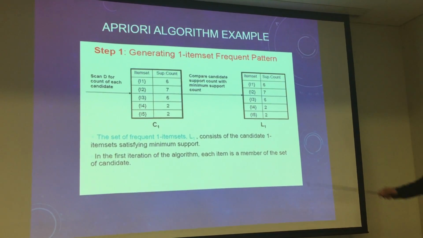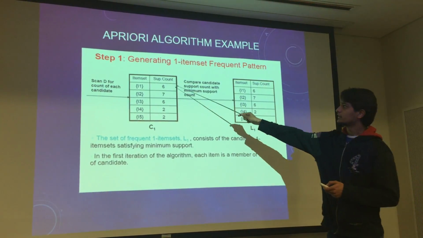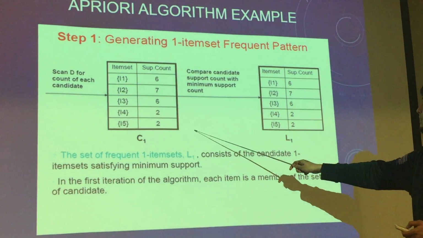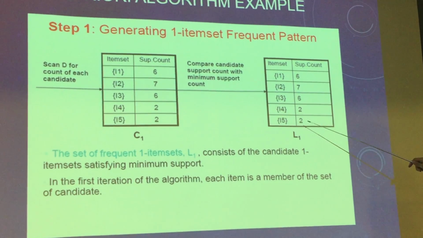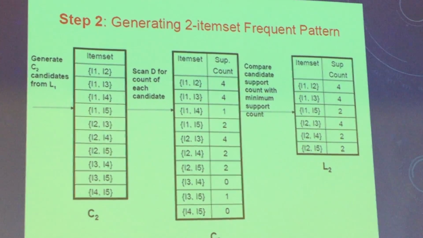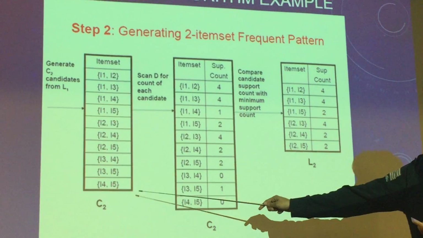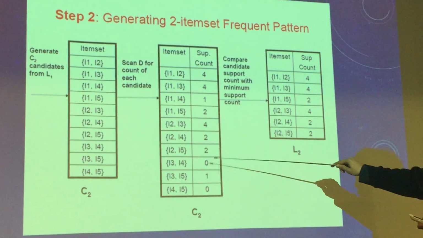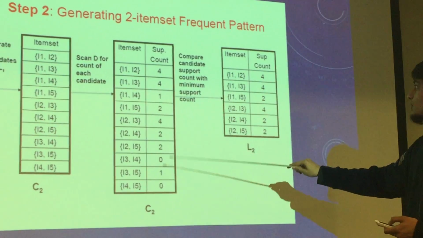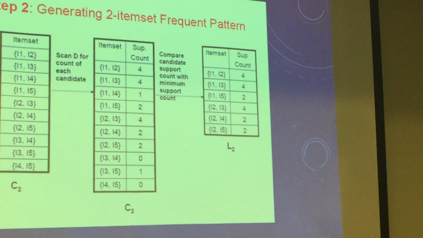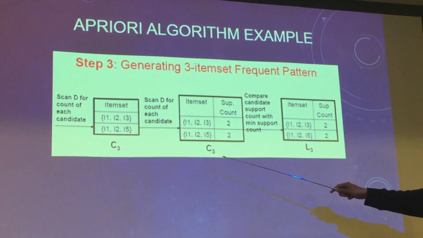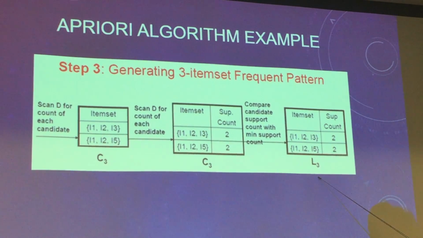So the step one, we did the count of all the items, and since the minimum support is 2, all of them qualify to be in the frequent item set L1. And next, to get L2, we calculated C2, and these 3 did not satisfy the minimum support count of 2, so these will not be in the second frequent item set. So similarly, we do that for C3, and we got L3.